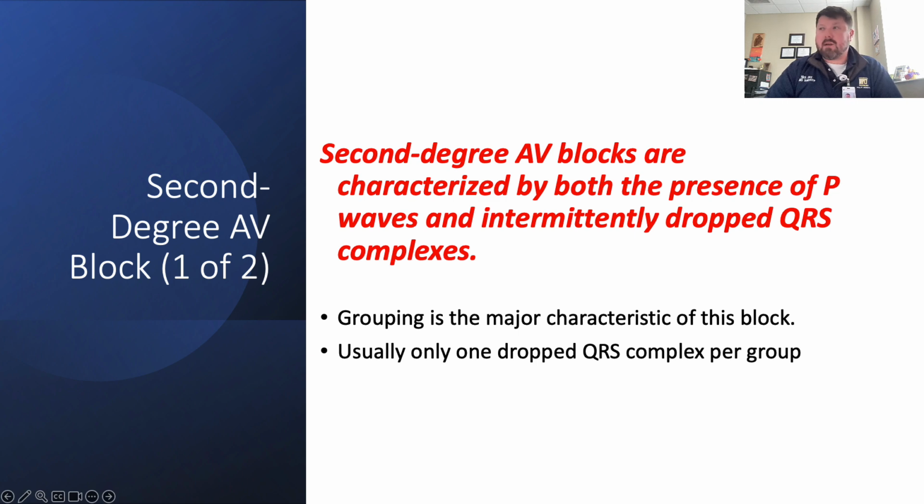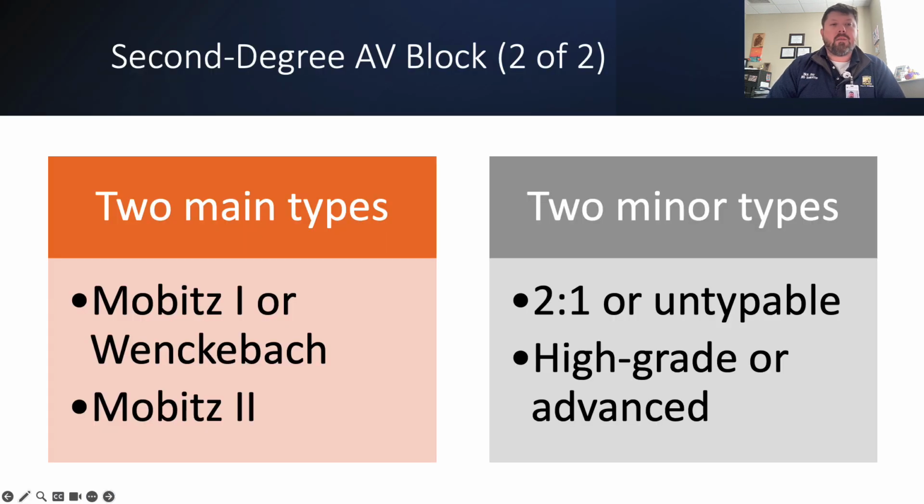Second-degree AV blocks are characterized by both the presence of P waves and intermittently dropped QRS complexes. Grouping is a major characteristic of this block, and usually there's only one dropped QRS complex for each grouping. There are two main types of second-degree AV block, Mobitz 1 or Wenckebach, and Mobitz 2. There are two minor types, a 2-to-1 or untypable, and a high-grade or advanced. In this lecture, we're only going to discuss Mobitz 1 or Wenckebach. We'll have additional lectures that describe the other types.